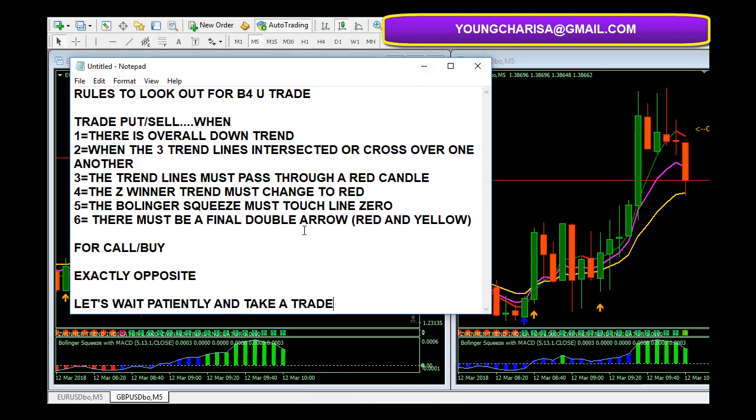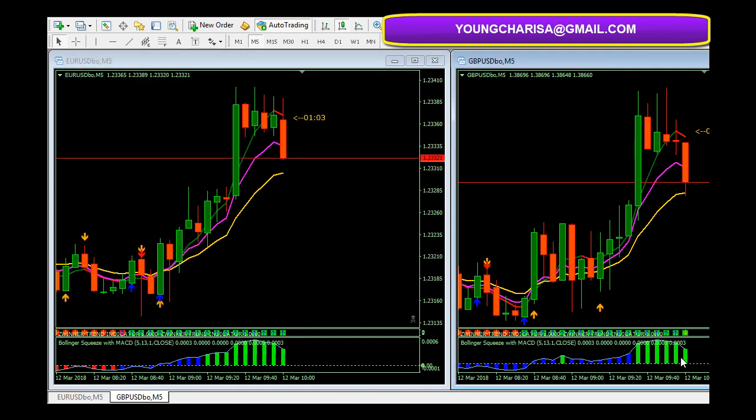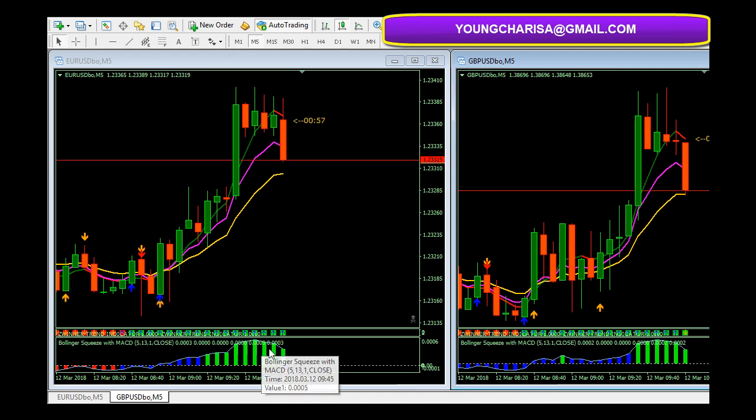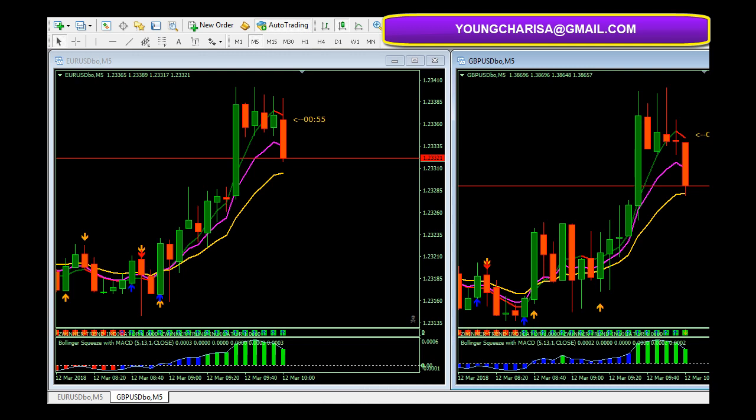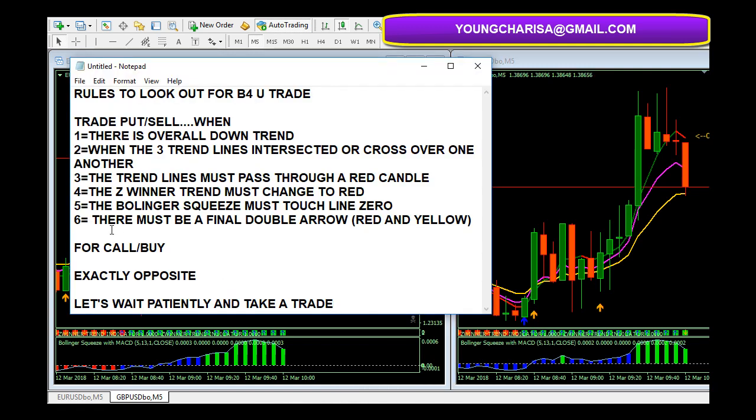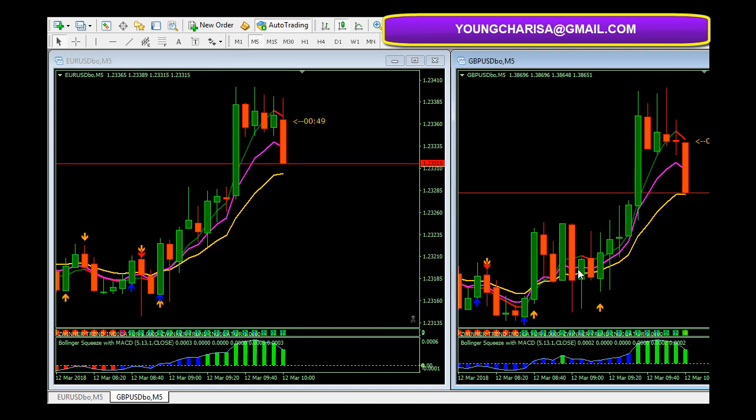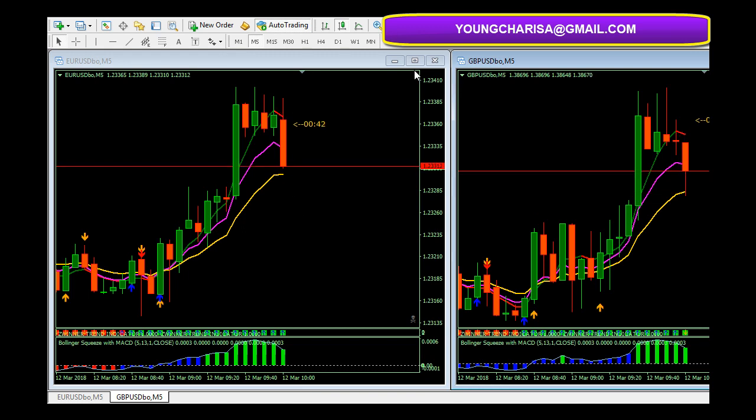The Bollinger Squeeze must touch line 0. This Bollinger Squeeze here must touch this dotted line, which is line 0. Okay? There must be a final double arrow confirmation. There must be two arrows. The red must pop up first. Then, when a new candle opens, the blue will follow. So let us wait for the conditions to be met. Just patience. Once you have the patience, you'll be a good trader.